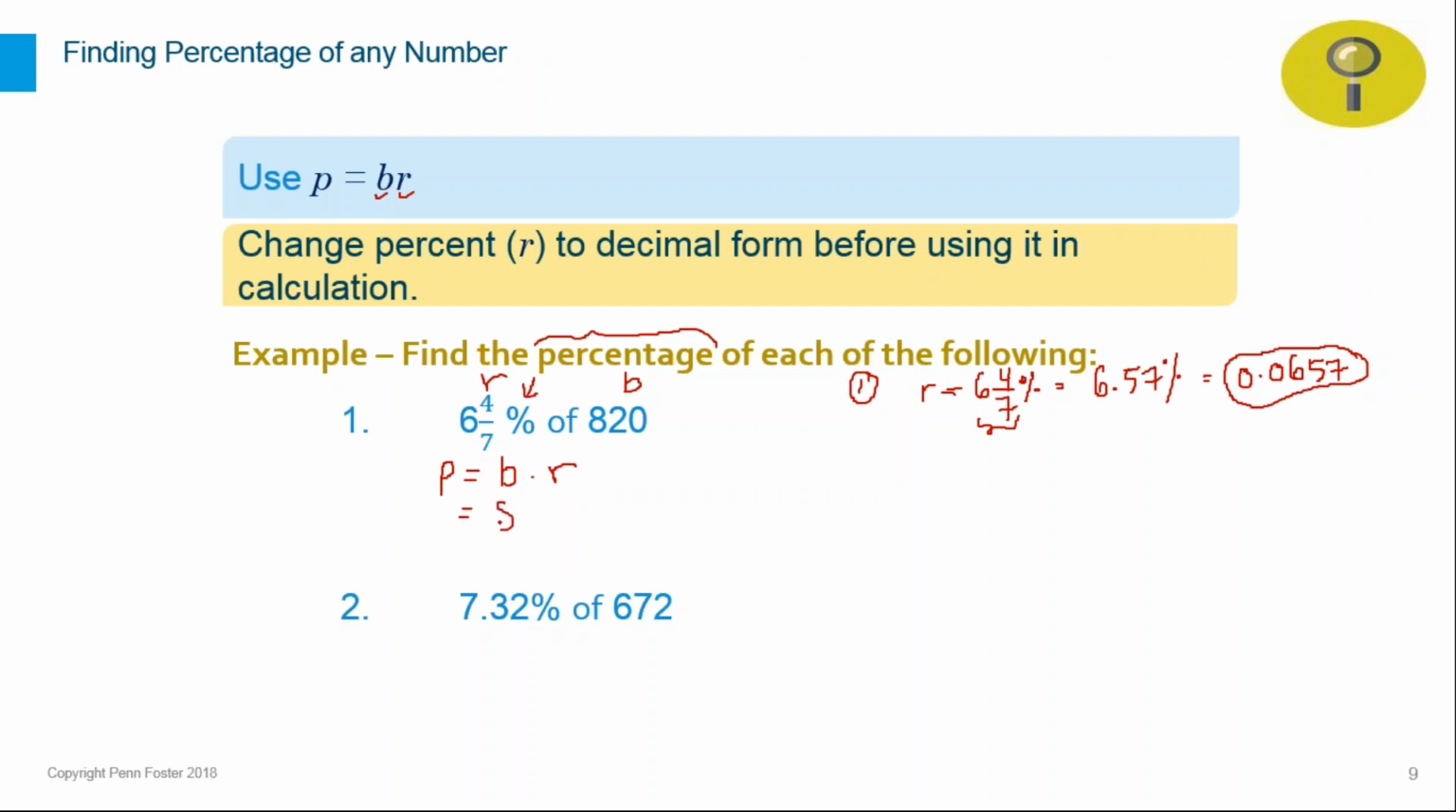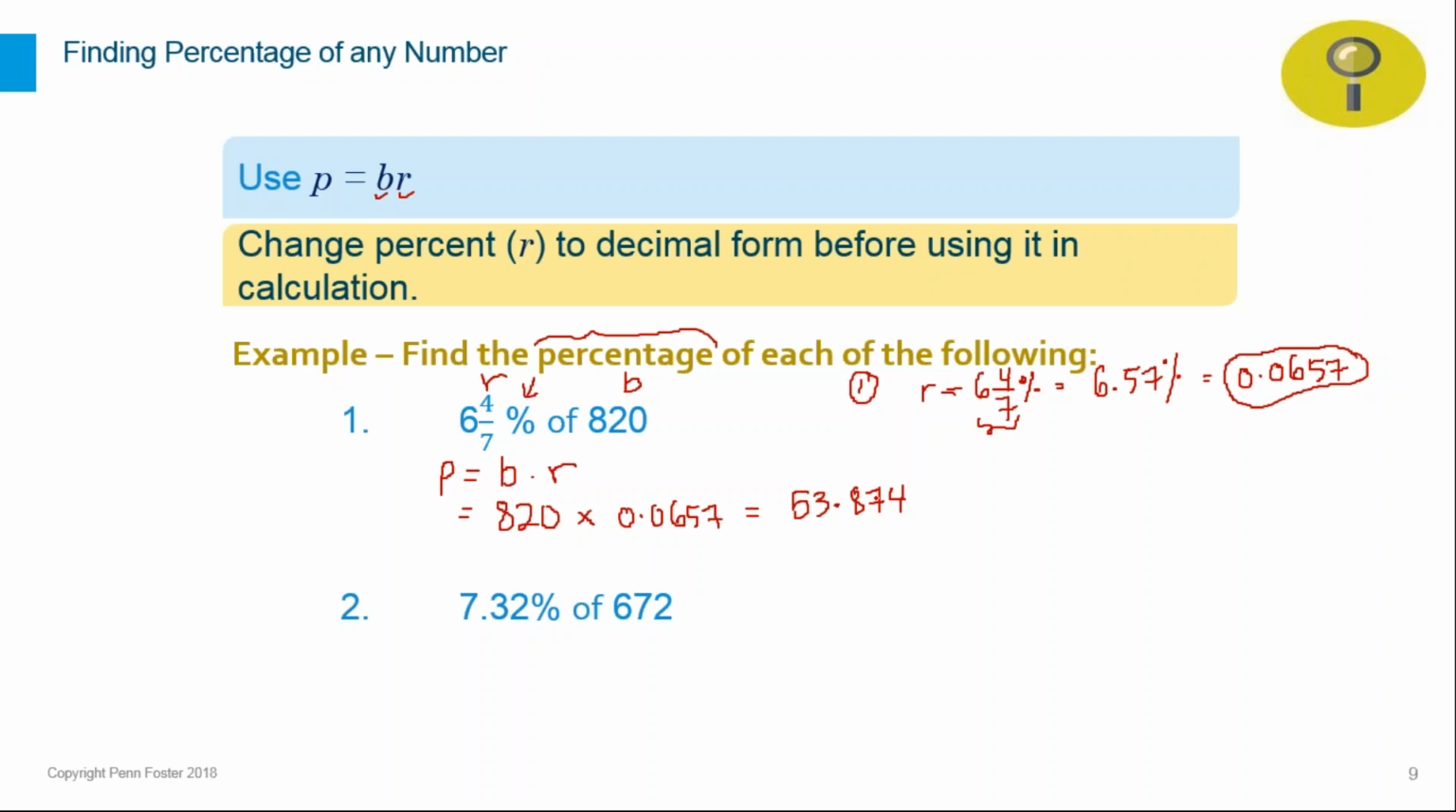So B is 820 times the R, which is now in decimal form. And again, you can use the calculator to just multiply this number times that number. And it should give you at the end that the percentage is 53.874. Any questions? Anything that was not clear? Okay, let's go to question number 2.